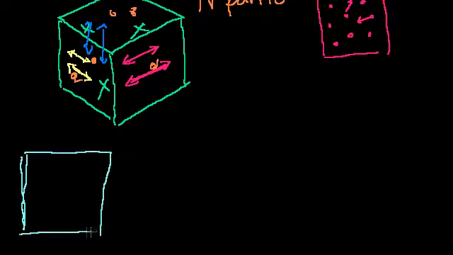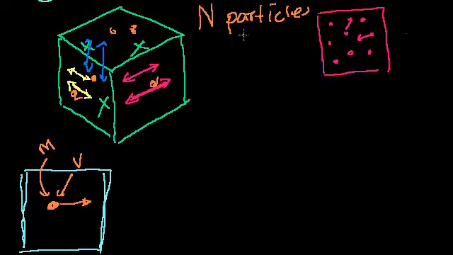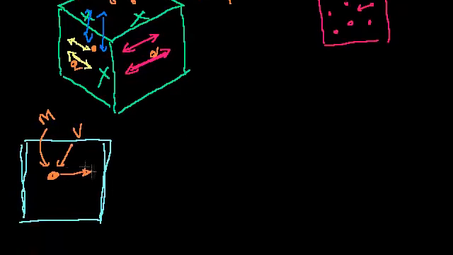And let's just study one particle. Maybe I should have done it in green. But let's say I have one particle. It has some mass m and some velocity v. This is one of the capital N particles in my system, but what I'm curious about is how much pressure this particle exerts on this wall right here.